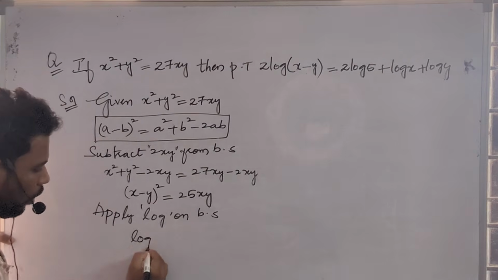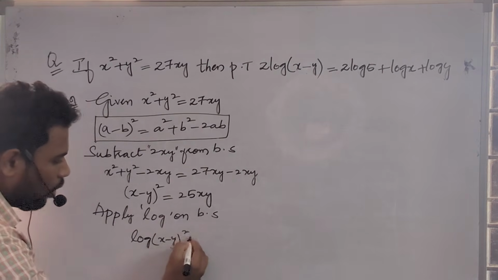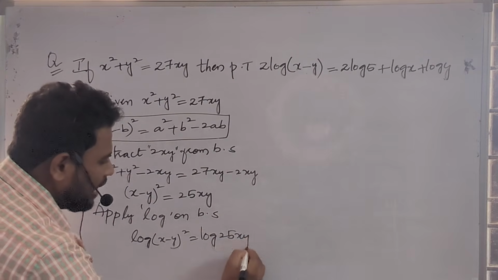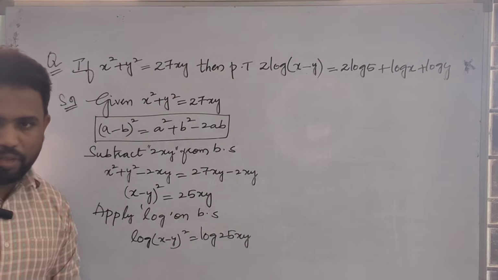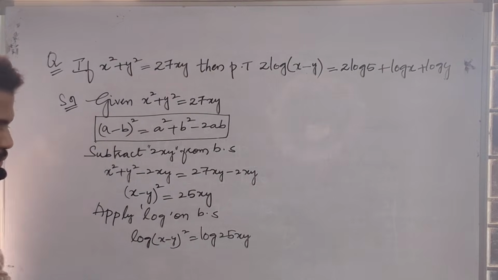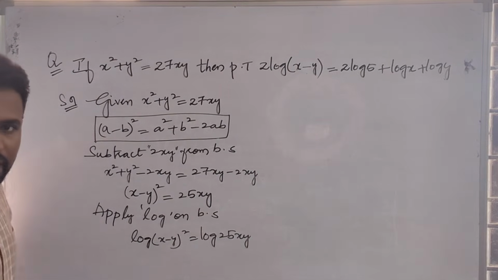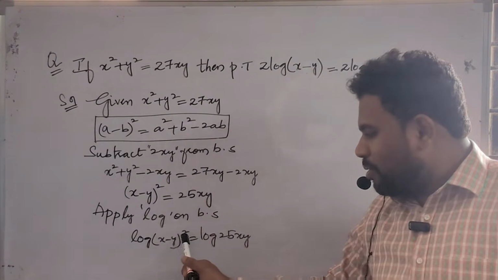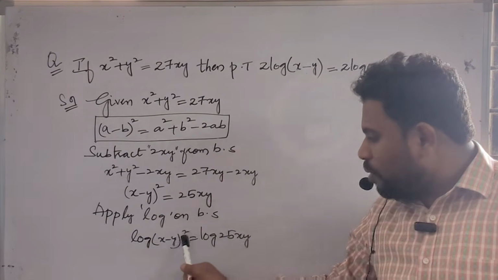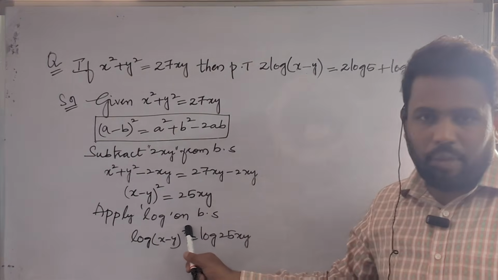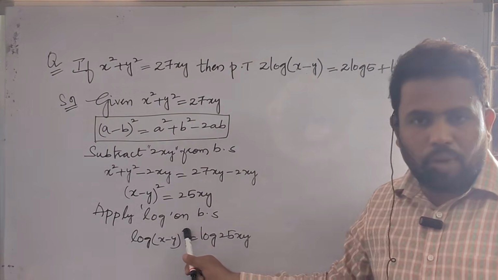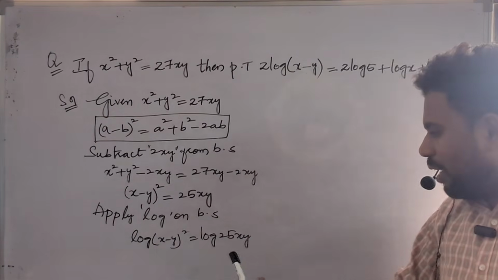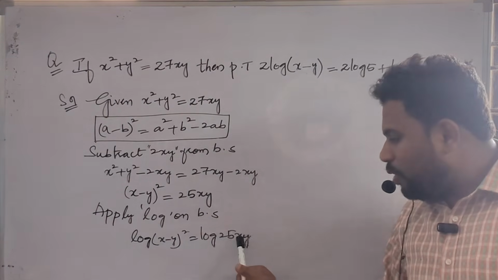So it becomes log of (x minus y) whole square equals log 25xy. Guys, we already studied a few rules for logarithms, where I said very clearly that whenever a power comes, here (x minus y) whole square, what is whole square? It is a power. According to the power rule of logarithms, first we have to write the power. And here, log 25 into x into y.